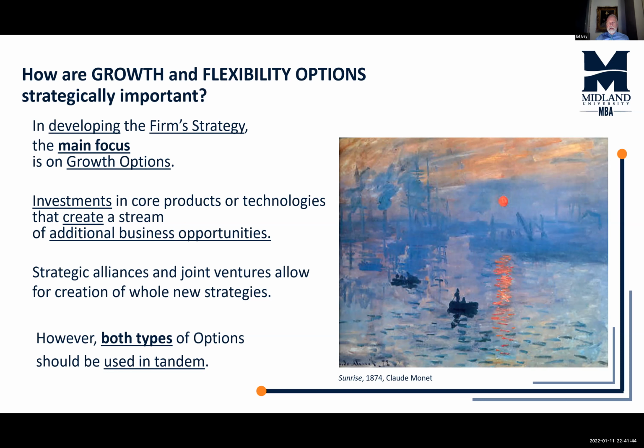And what does a strategic alliance or a joint venture allow us? It allows us access to new markets, to new customers, to new management, to new ideas. So that possibility of a strategic alliance or a joint venture is very important when we are talking about our growth options. However, in real life, what happens? Both types of these options are actually used together.